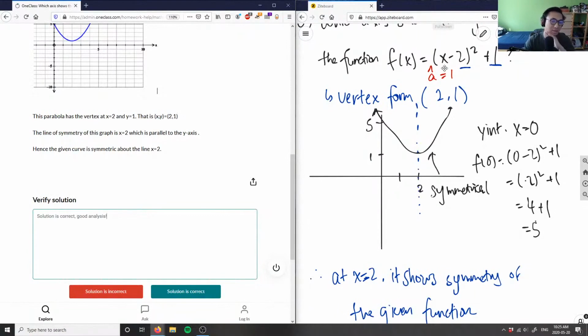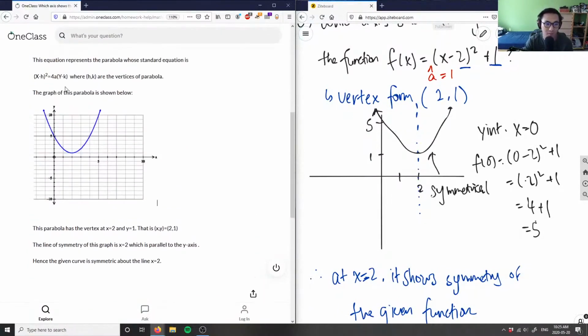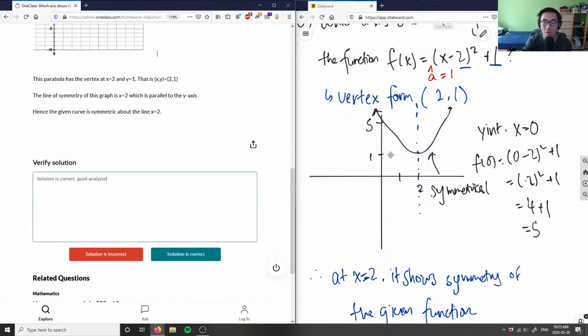We actually didn't really need to solve for the y-intercept. They just did it to show proof of point in terms of graphing. In vertex form, we really just care about the vertex, so this is (2, 1). And we know the axis of symmetry goes right at the x coordinate here to divide the parabola in half and make it symmetrical. So the solution here is correct.